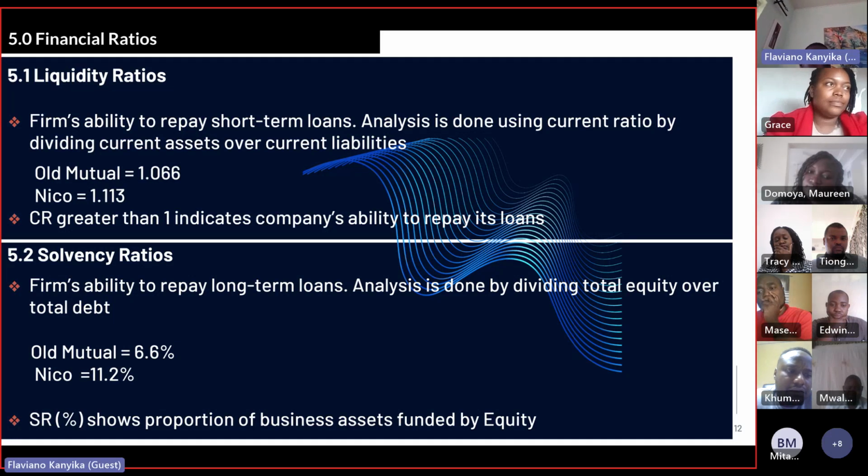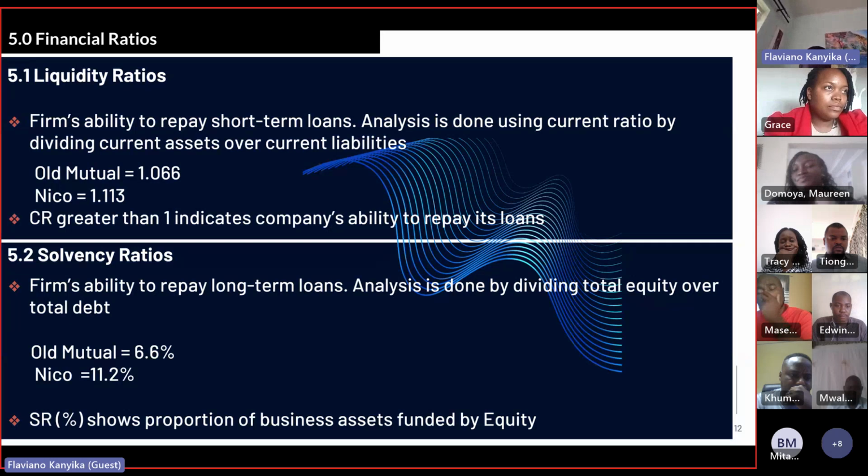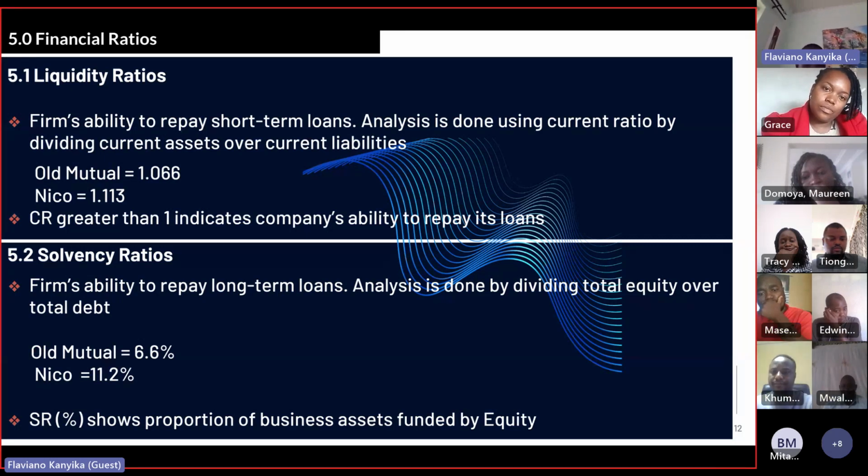We also have the solvency ratios, which is the ability for a firm to pay its long-term debts, calculated by dividing the total equity over the total debt. Old Mutual has 6.6%. NICO has 11.2%, which indicates that 11.2% of NICO's assets are funded by equity. So NICO is on the high side.